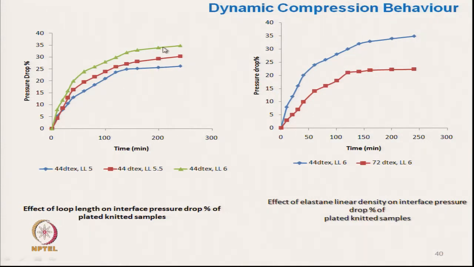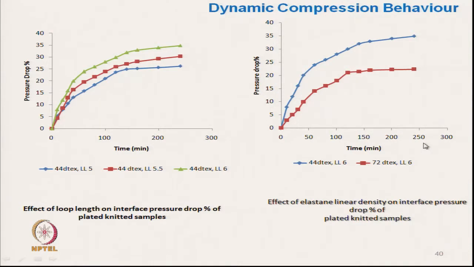Three different fabrics were made. All three are made of 44 decitex filament, and the blue one has a loop length of 5, the red one is 5.5, and the green one is 6. The lower loop length is a tighter structure, the other is a relatively loose structure, and it shows that for the tight structure fabric, the pressure drop is less. That means it can retain pressure for a longer time. To retain the pressure in compression athletic wear, because pressure retention is the prime important factor, the study shows that we have to go for a fabric with a lower loop length.